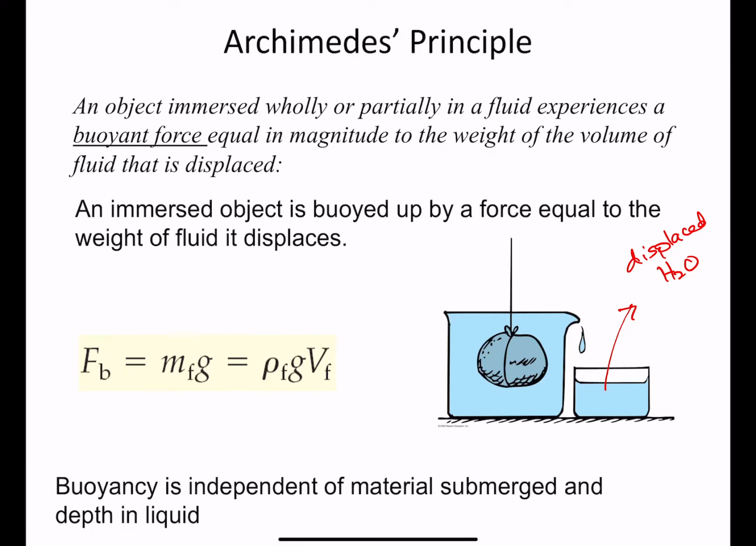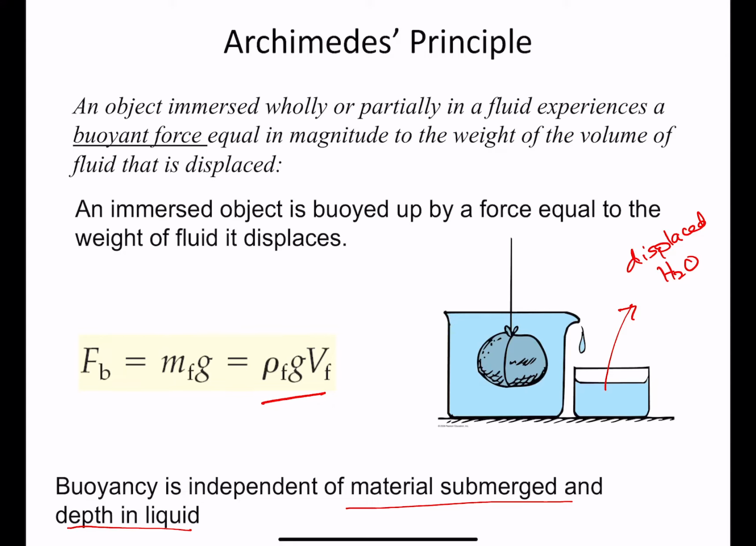Alright, so this is the point that I made earlier, that buoyancy is independent of the material submerged, and also the formula for the buoyant force is V rho_f g. So it does not depend how deep in the fluid the object is submerged. The assumption is that the density of the fluid does not change with depth. However, that is not strictly true.